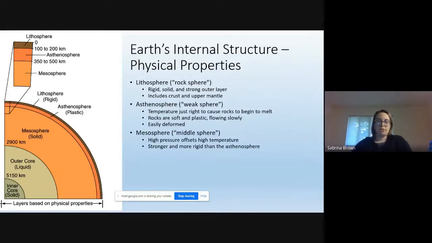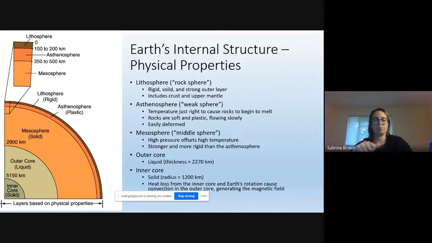And we hear about the lithosphere and the asthenosphere in this concept of plate tectonics, and we'll get into that more in depth as we go through this lecture, because that hard outer layer, the lithosphere, is moving around on top of this plastic layer of the asthenosphere. The mesosphere is the middle sphere. Here is where we have high enough pressure to offset the higher temperatures, and so it is strong, rigid, solid, unlike the asthenosphere. We have a liquid outer core and a solid inner core.